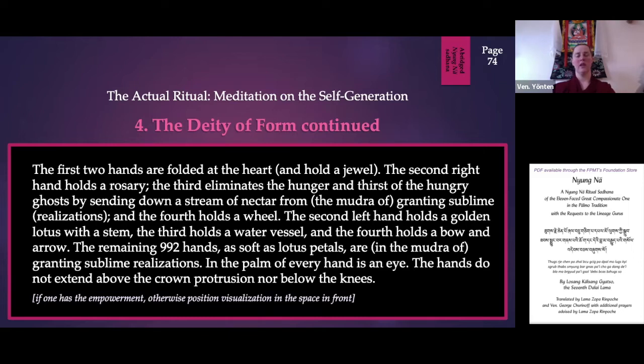The second left hand holds a golden lotus with a stem. The third holds a water vessel. And the fourth holds a bow and arrow. The remaining 992 hands, as soft as lotus petals, are in the mudra of granting sublime realizations. In the palm of every hand is an eye. The hands do not extend above the crown protrusion, nor below the knees.